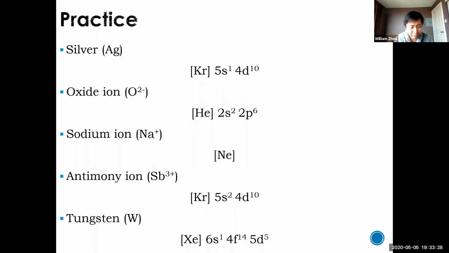Now, how come sodium can write bracket neon? Well, because sodium lost electrons to get there. It didn't gain electrons to get there. So whatever electron sodium lost, that was the electron that participated in bonding. The rest of the electrons will never bond, because it's inert. So that's why sodium or any positive ion can have just the noble gas, but for a negative ion, you have to write out the electrons. Does that answer the question?